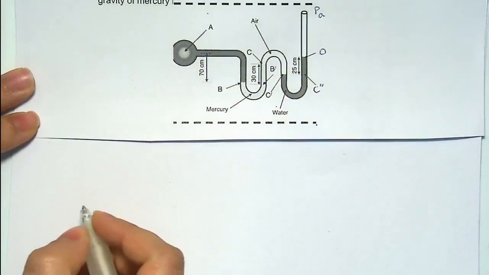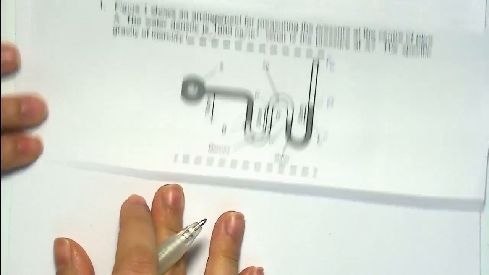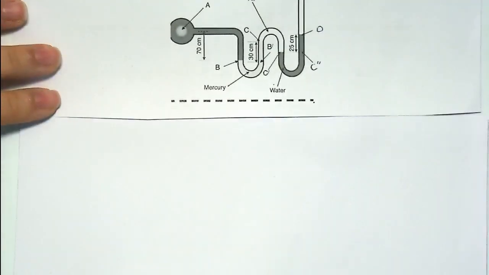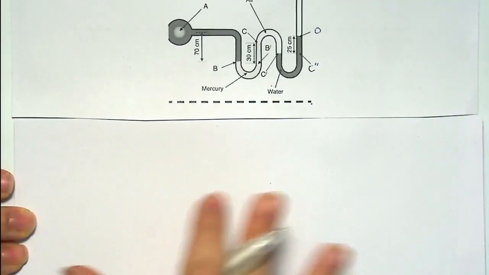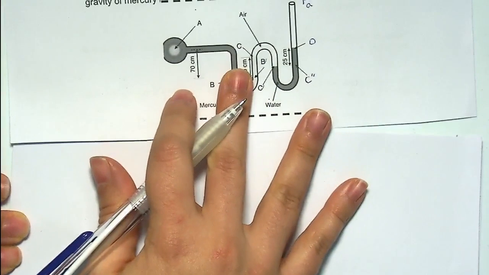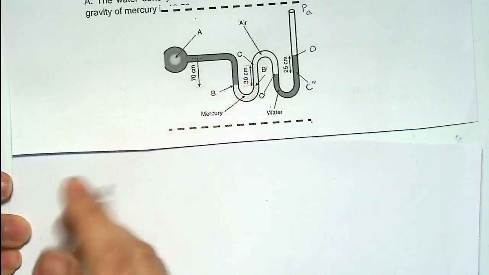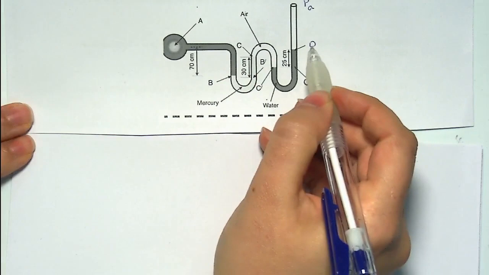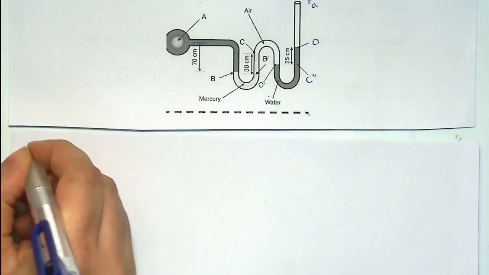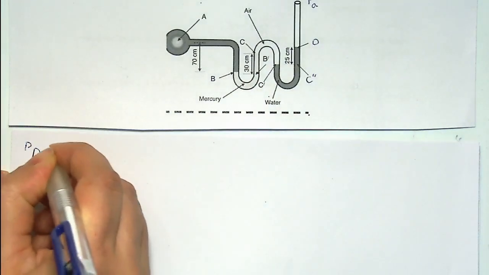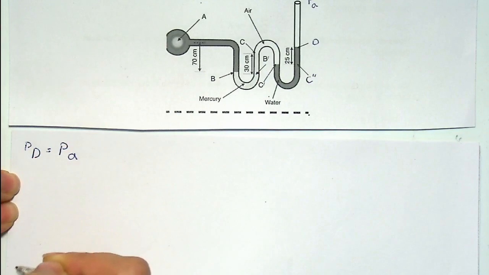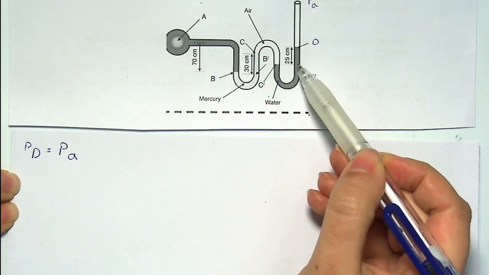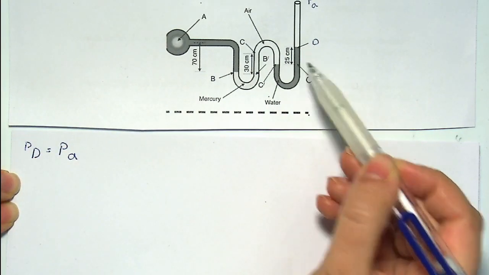So I would start with the point that I am aware of, which is for me here point D. I know that PD is equal to atmospheric pressure, and using PD I can calculate the pressure at this point.